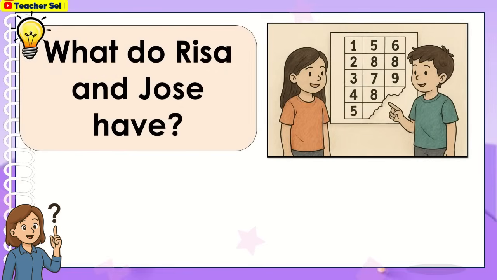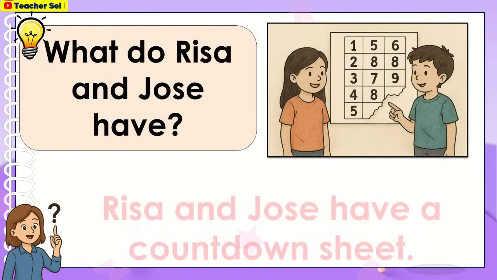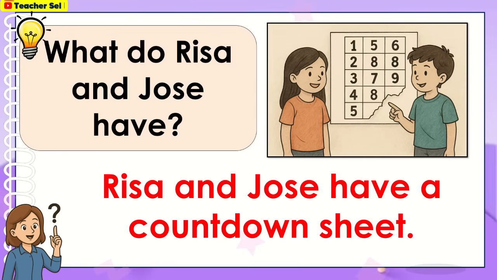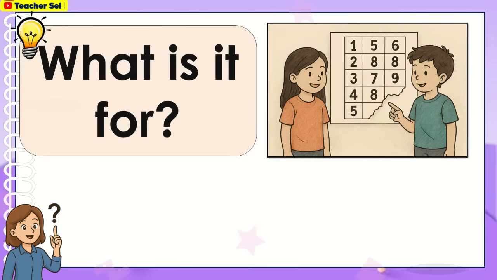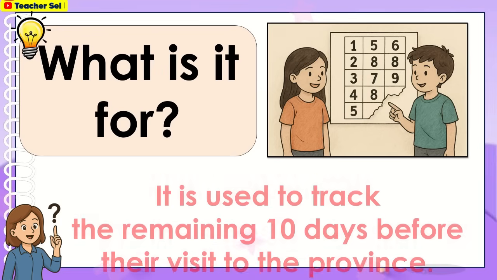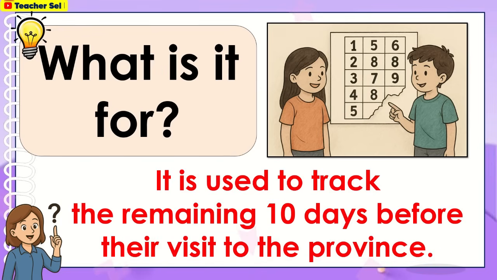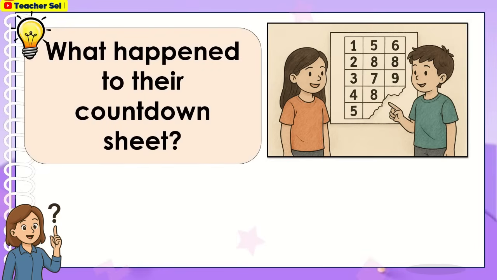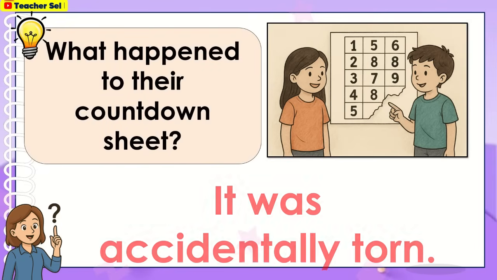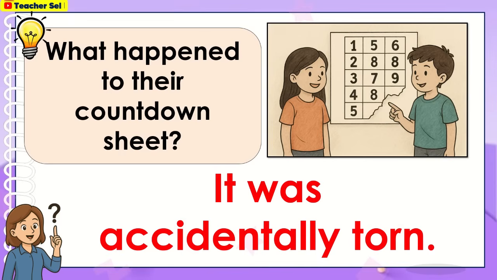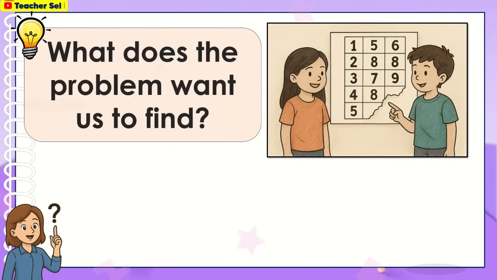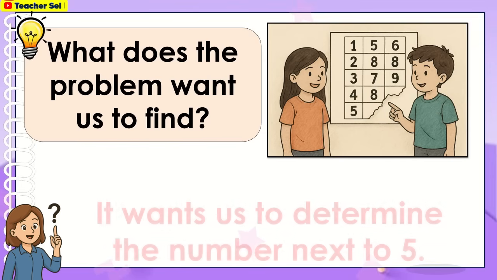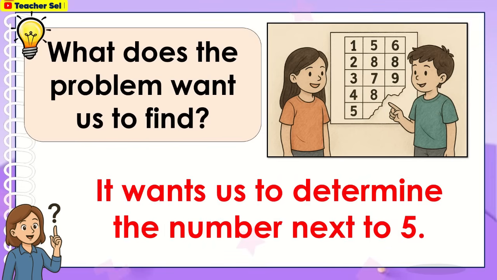What do Risa and Jose have? Risa and Jose have a countdown sheet. What is it for? It is used to track the remaining 10 days before their visit to the province. What happened to their countdown sheet? It was accidentally torn. What does the problem want us to find? It wants us to determine the number next to 5.